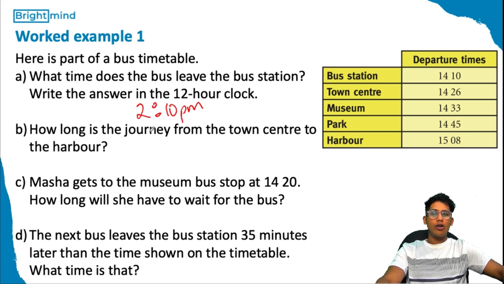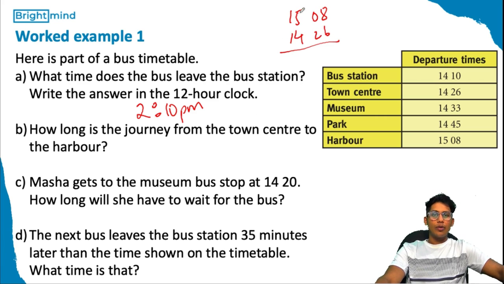How long is the journey from the town center to the harbor? So town center is here and harbor is here. The harbor time is 15:08 departure. So we leave the harbor at 15:08, and we leave the town center at 14:26.